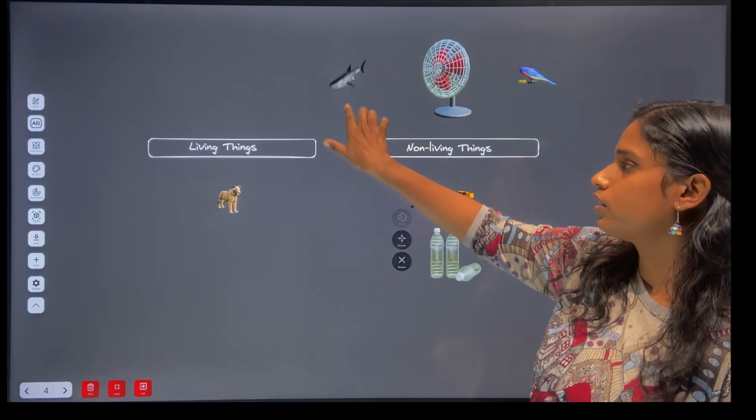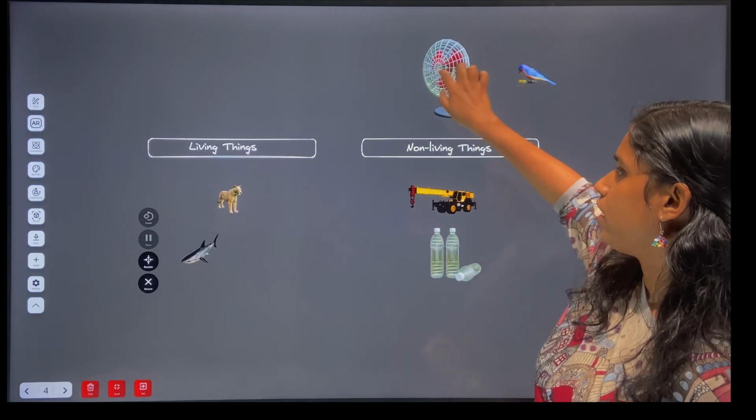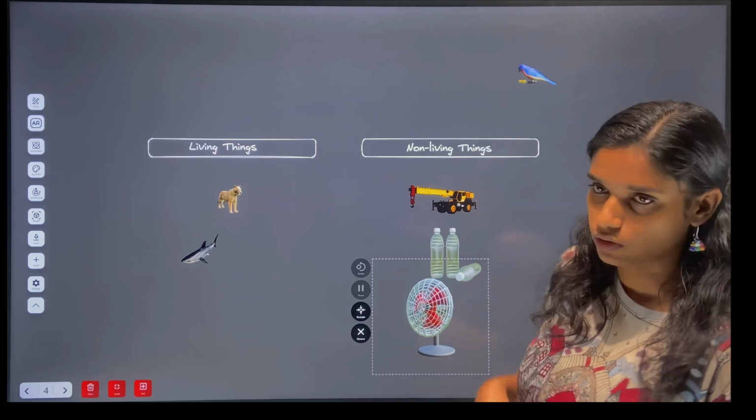Then comes the shark. It goes to living things. And the table fan. It comes under the non-living things. It also cannot move on its own.